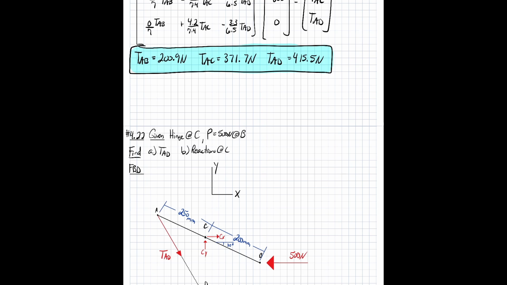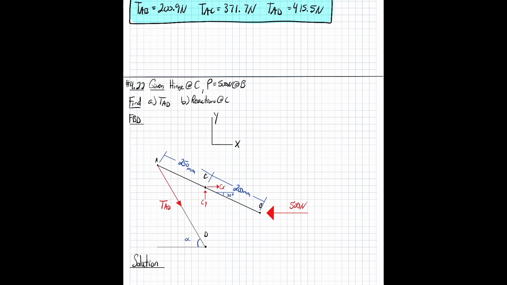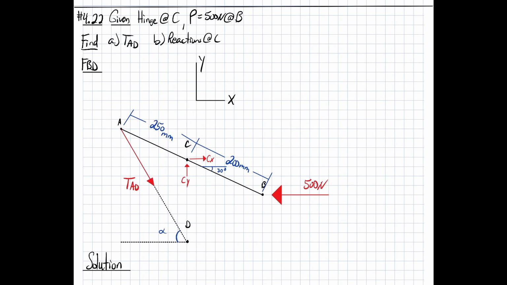which is going to be 4.22. Okay. So number 4.22, they give us that it's a hinge at C, and we have a force P of 500 newtons at B. They ask us to find the tension AD and the reaction at C.